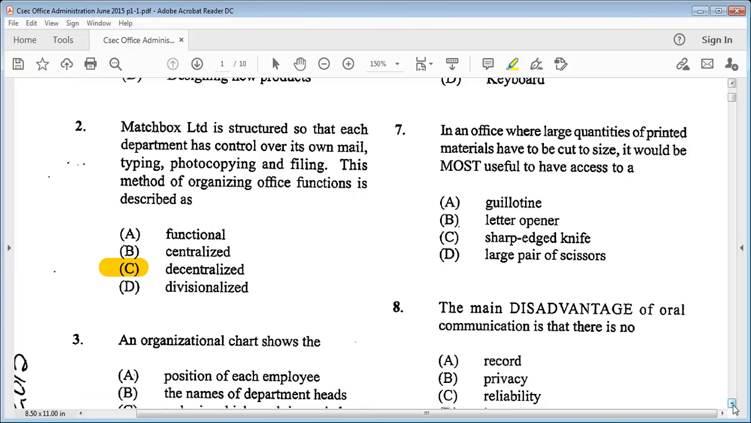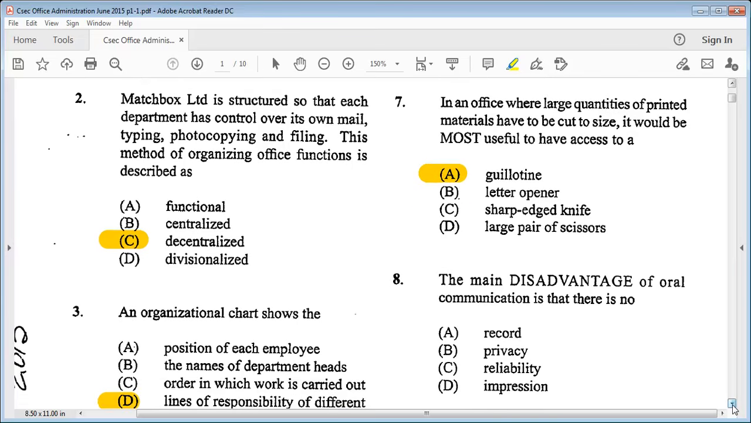In an office where large quantities of printed materials have to be cut to size, it would be most useful to have access to A. Guillotine, B. Letter opener, C. Sharp-edged knife, or D. Large pair of scissors. We know it could not be B nor C nor D with the method of elimination because these cannot be used to cut large quantities of materials. So our answer is A. Guillotine. Let's go on to question number 8.